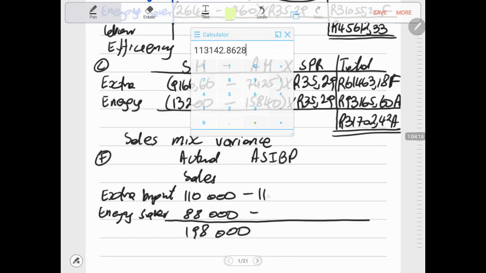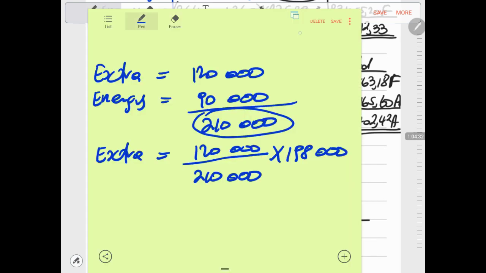And this gives me 113,142. It should be 143, rounding off to the whole unit. Now that is how I've accounted for that. So that is where the 113,143 is coming from. Then for the energy saver it is the same thing.